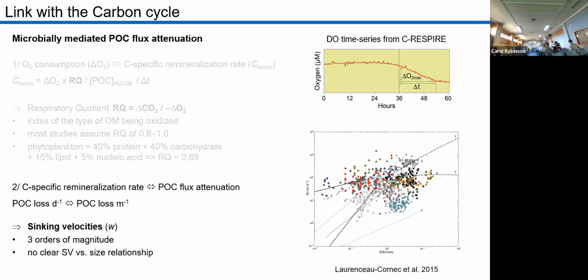This study reported all available sinking velocity measurements made in situ and in the lab. So you have the sinking velocity as a function of the diameter of the particles. Just two key messages here. We observe a three order of magnitude range of sinking velocity. And there is no clear relationship between the sinking velocity and the diameter of the particle. So at some point, you will have to assume a sinking velocity, probably from the size of the particle, but keep in mind that you introduce some uncertainties as well.